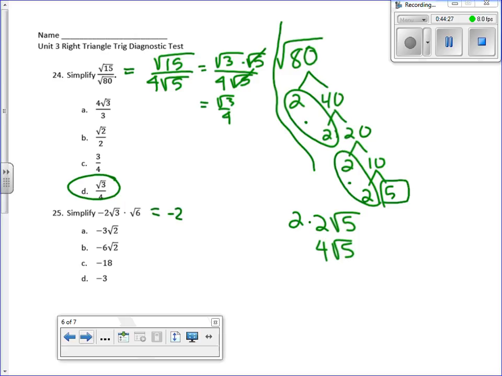This one is going to be negative 2 times the square root of 18. And then 18 breaks down into radical 9 times radical 2, which is negative 2 times 3 times radical 2, which is negative 6 radical 2.